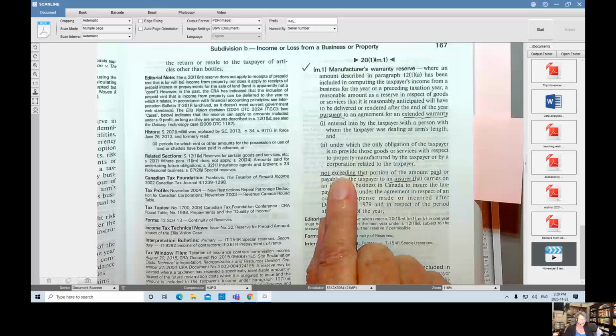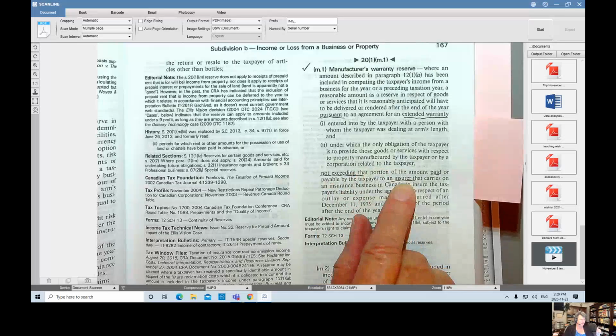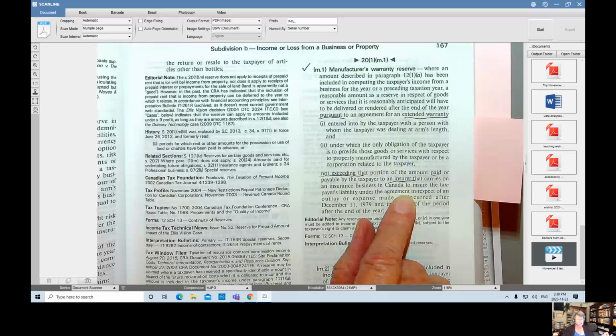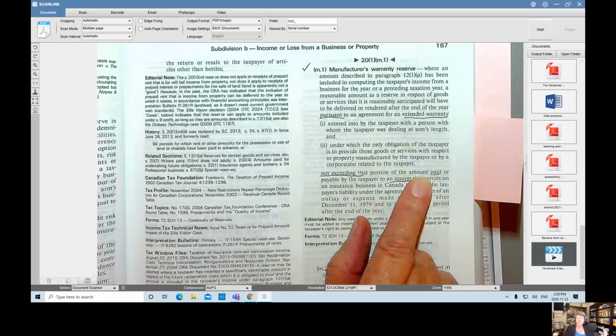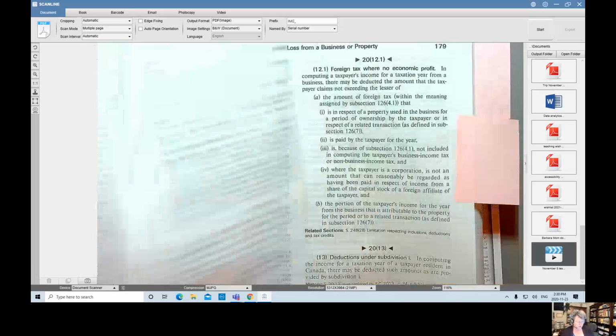Not exceeding the portion of the amount paid to an insurer that carries on insurance business in Canada. So if the company funds the warranty reserves itself out of its regular earnings, that reserve is not deductible. That has to be added back to income. It's only deductible if it's an amount paid to an insurance company. And that's basically the premium that is deductible, not the reserve itself. All right, so you've got to be careful with some of these things.